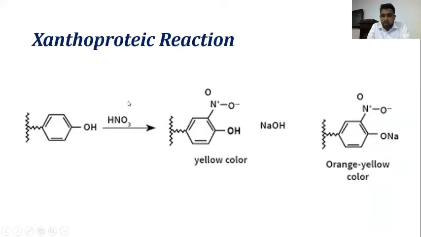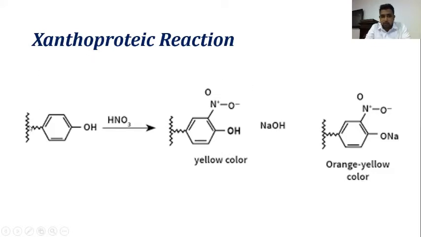Here, we add concentrated nitric acid, and after that, we add concentrated base, sodium hydroxide or ammonia. Sodium hydroxide is preferred over ammonia. So when we add nitric acid, this kind of nitrogen derivatives can be formed in the aromatic ring. This is called nitration. If you can remember from your organic conversions, nitration is done by adding concentrated HNO3. So this is called nitration or nitro derivatives, and that is yellow in color. When we add sodium hydroxide, this yellow color turns into orange yellow color. So this is the positive result of this xanthoproteic reaction.